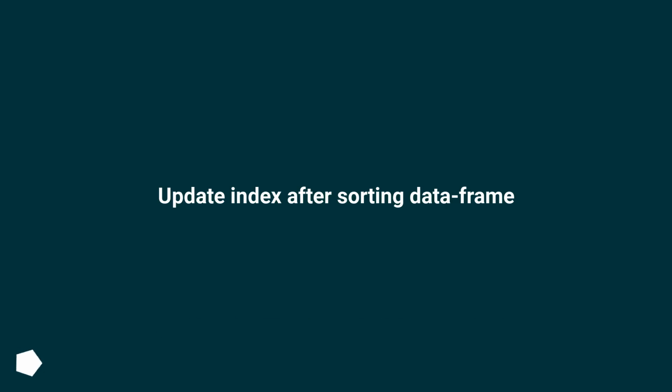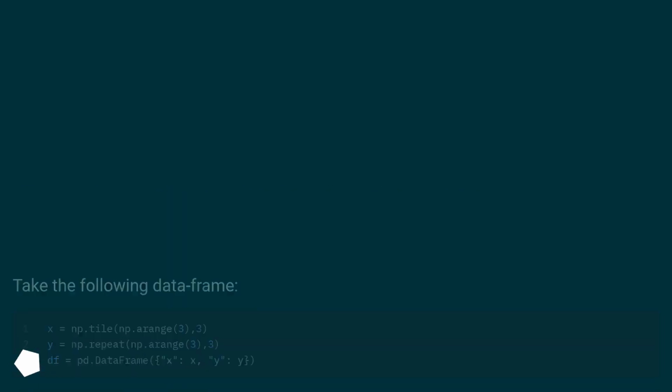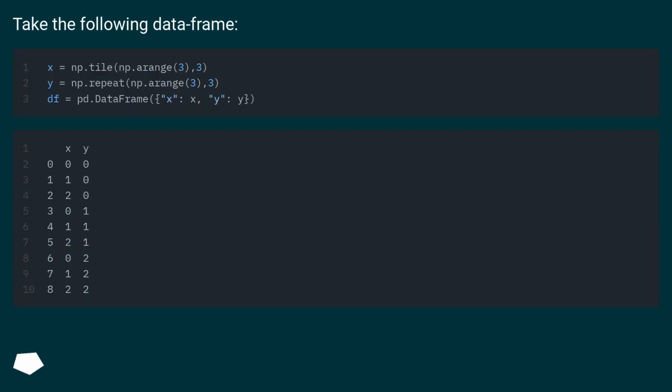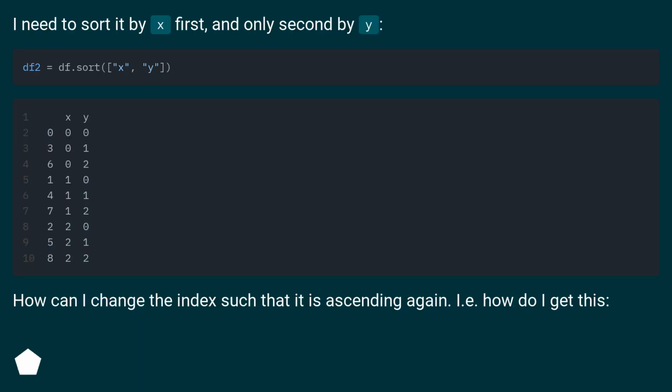Update index after sorting data frame. Take the following data frame. I need to sort it by X first, and only second by Y. How can I change the index such that it is ascending again? I.e., how do I get this?